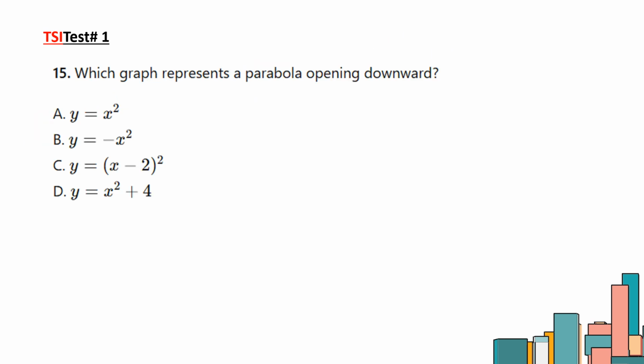Which graph represents a parabola opening downwards? To know if it opens downwards or upwards: if it's upwards, A will be greater than 0. If it's downwards, A will be less than 0. And what is A? A is the leading coefficient of the x squared term, because we will have y equals ax squared plus bx plus c.